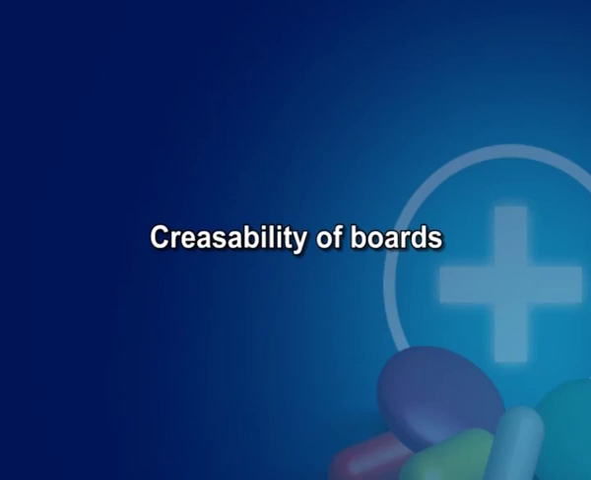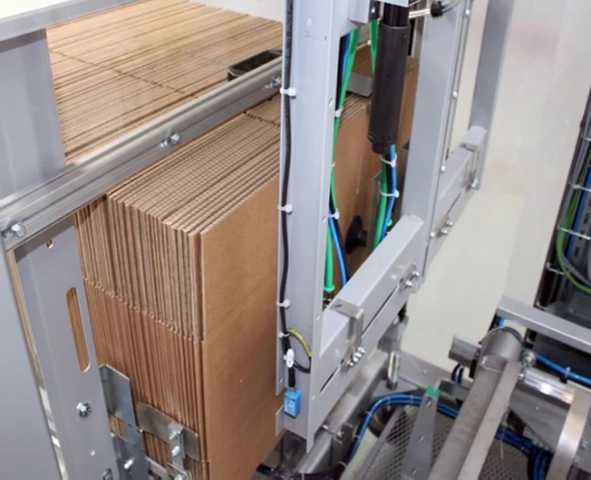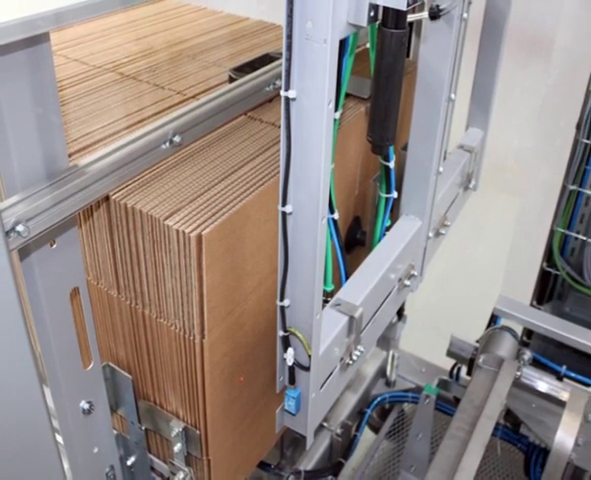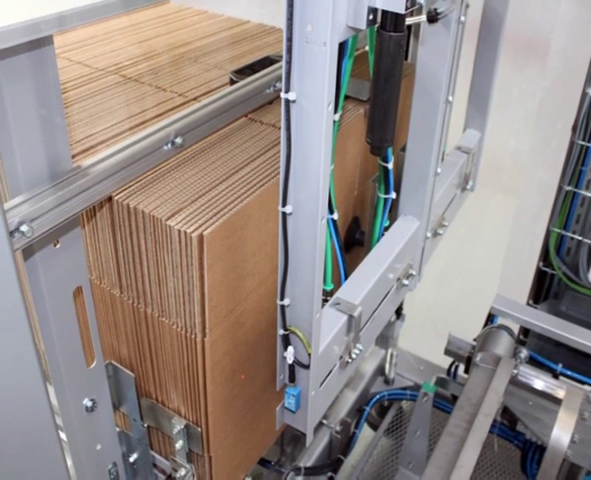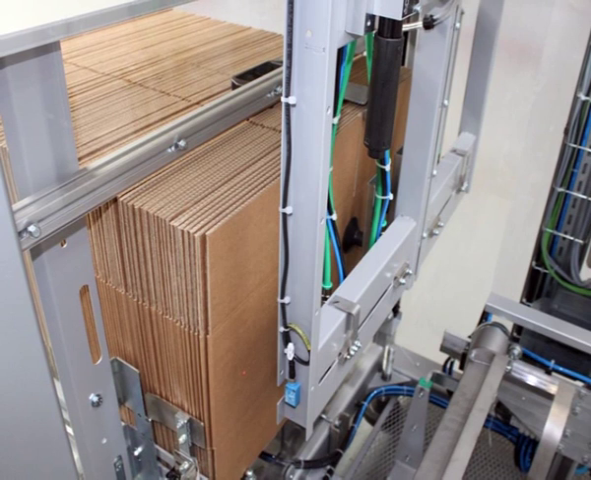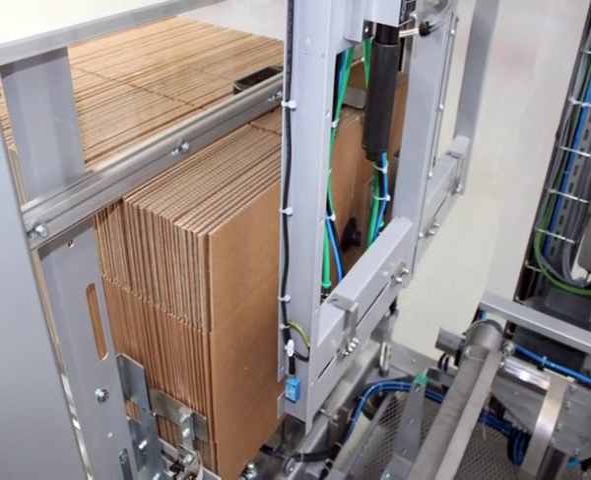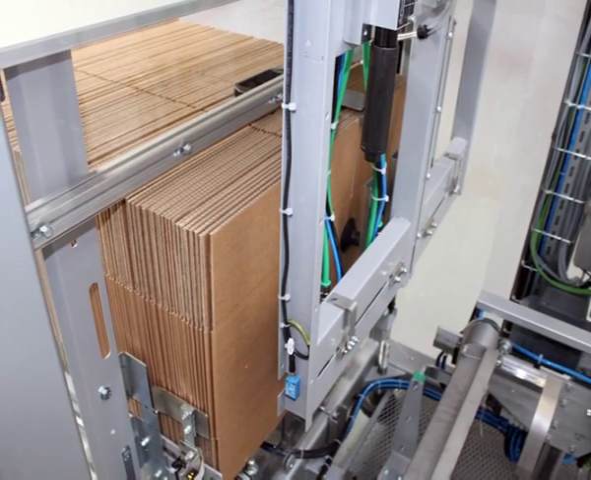Number 15. Creasability of boards. The method to determine the creasing quality of carton board within the range of 300 to 1000 meter. This is important to the packaging line since if the creases are not correct and do not assist the carton erection, the cartooning machine will not function correctly.